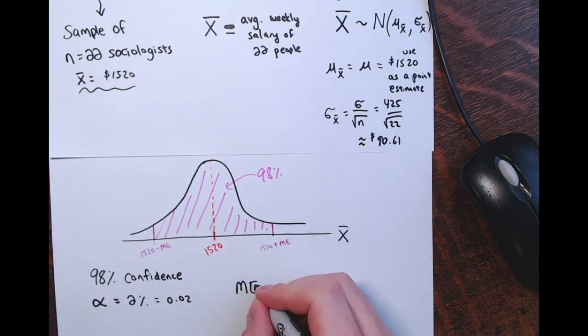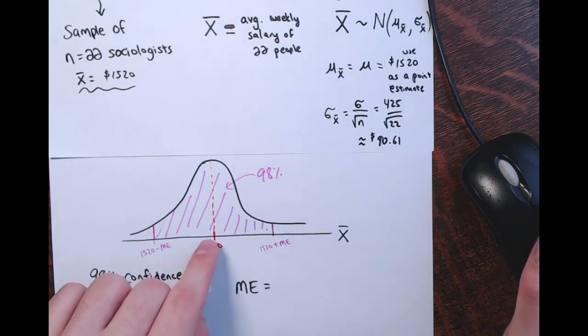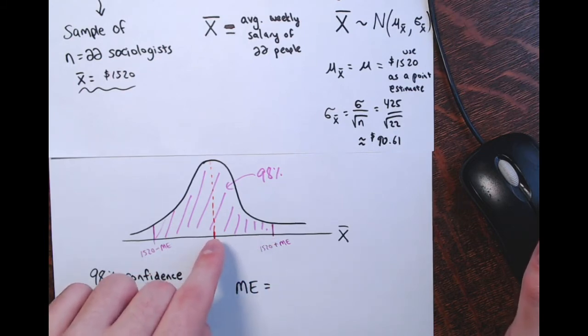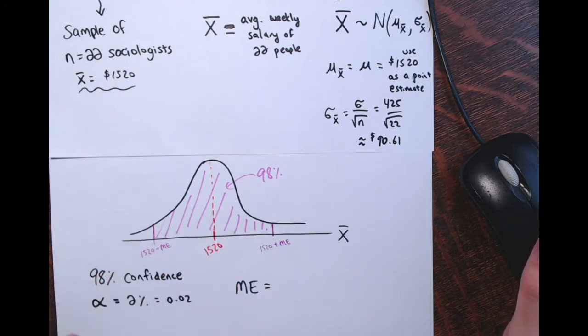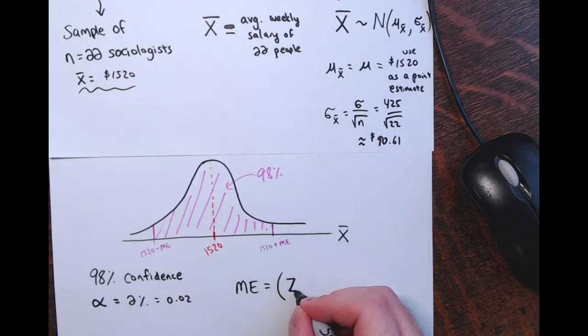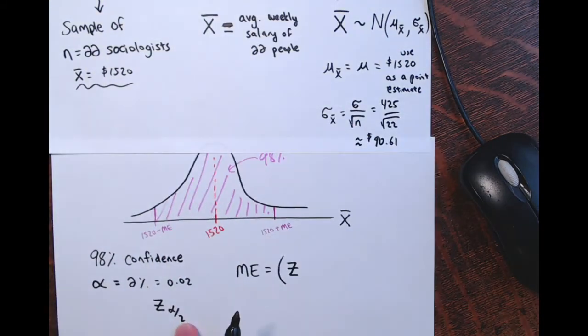Now the margin of error, in order to find the margin of error, I need to figure out how many standard deviations above the mean is this value, or how many standard deviations below the mean is this value. Well, when I talk about how many standard deviations away from the mean I am, that's a z-score. So I need a z-score, and there's a little subscript on the z-score, and it's going to be half of alpha. You're going to see this little symbol z.